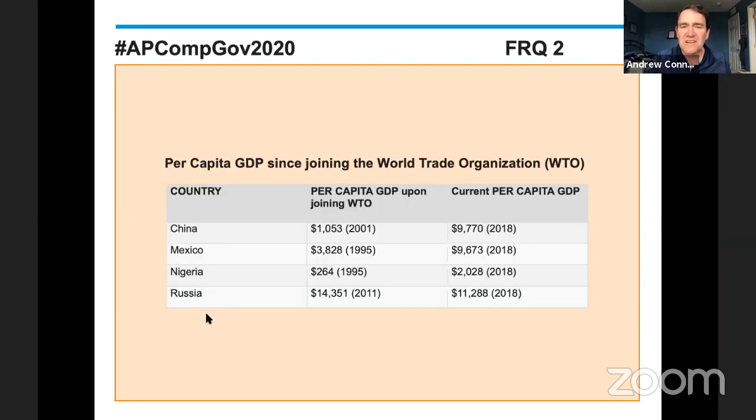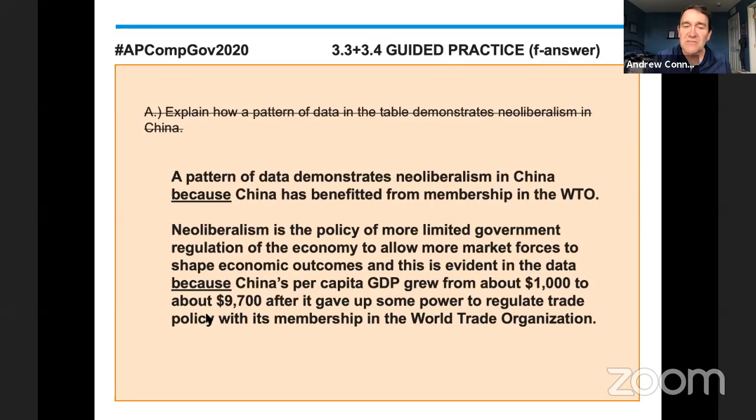Certainly the years are right there. You can do that. But I do have my 2 pieces of data to show that pattern, and I connect it to the concept of neoliberalism, and I make sure I use a causal word for my explanation. So be more complete. Use that data, and when it comes to a pattern or a trend, use 2 pieces of data.